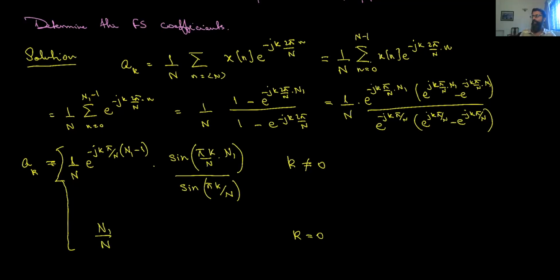So this is your answer. One of the things I want to say here, and this is something I observed in the midterm as well, by the way: for some reason, students always try to deal with k equals 0 separately.